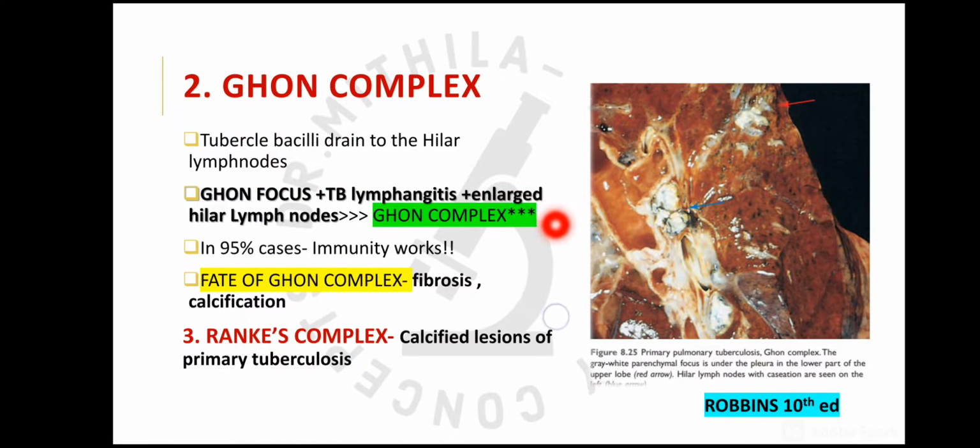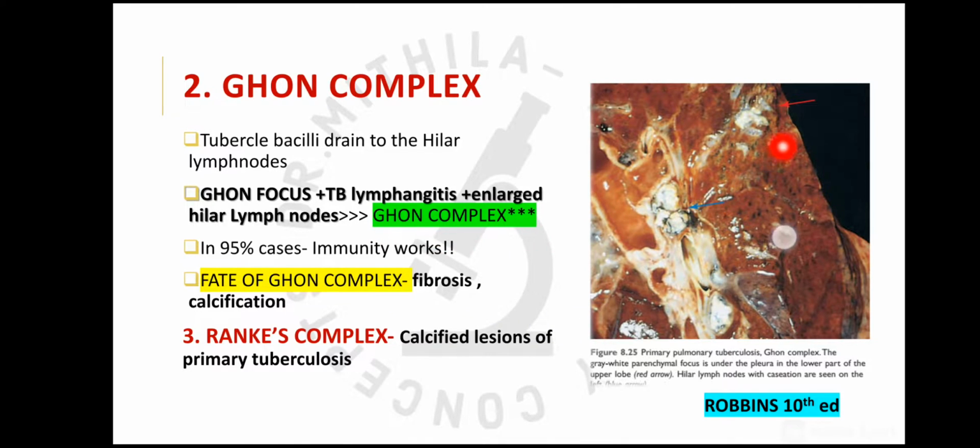So when Ghon focus is formed, sometimes the lymphatics which are draining this area, they also carry the TB bacilli to the hilar lymph nodes. So this Ghon focus, along with the tubercular lymphangitis, along with the enlarged hilar lymph nodes, this complex is known as Ghon complex.